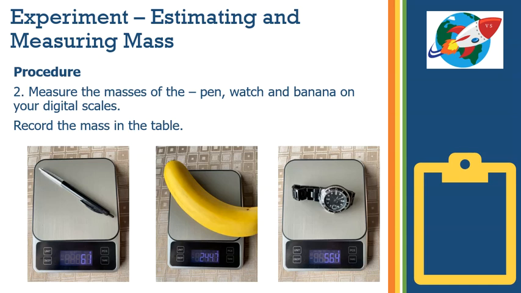This is step 2, where you measure the masses of the pen, the watch, and the banana on your digital scales. Once you've done that, record the mass in the table for each item. You can see that my pen weighs 6.1 grams, the banana 244.7 grams, and the watch 56.4 grams. Pause the video now while you conduct your measurements and put them in your table. When you're ready to check the answers, restart the video.